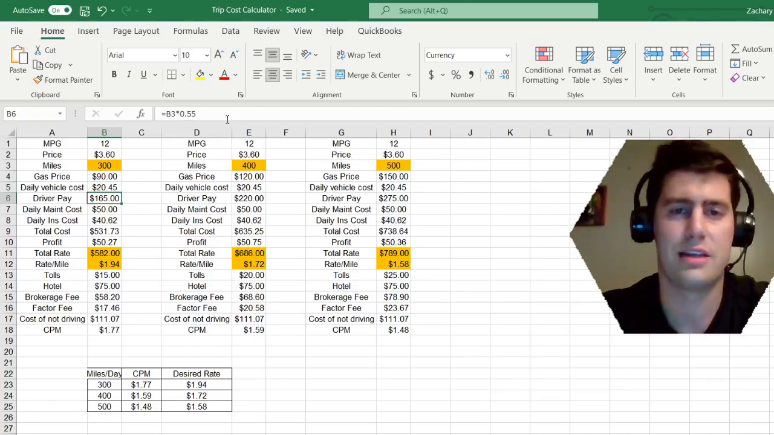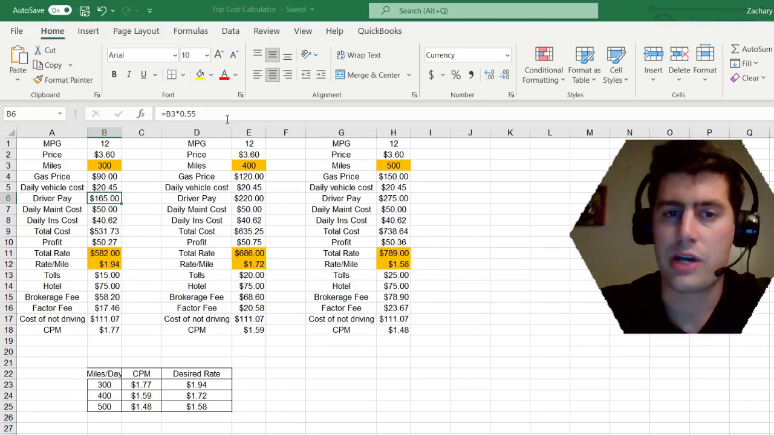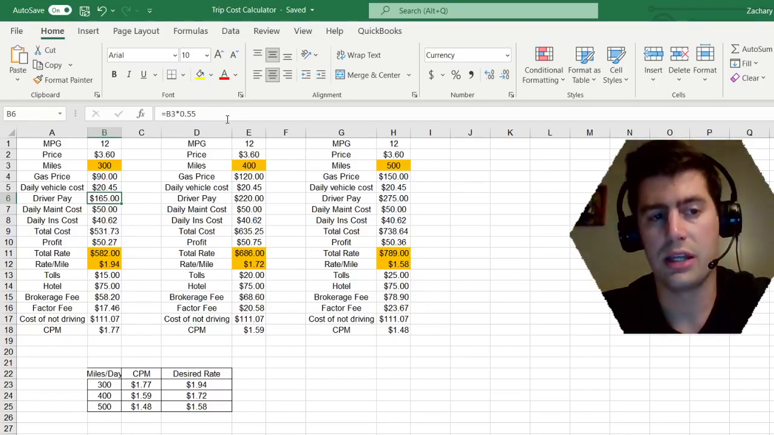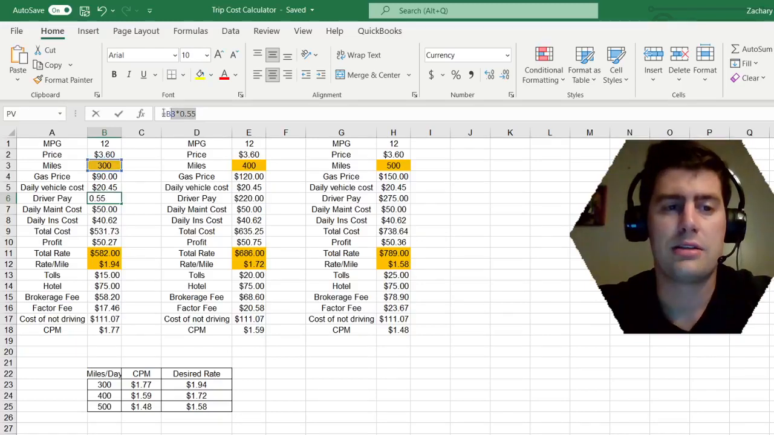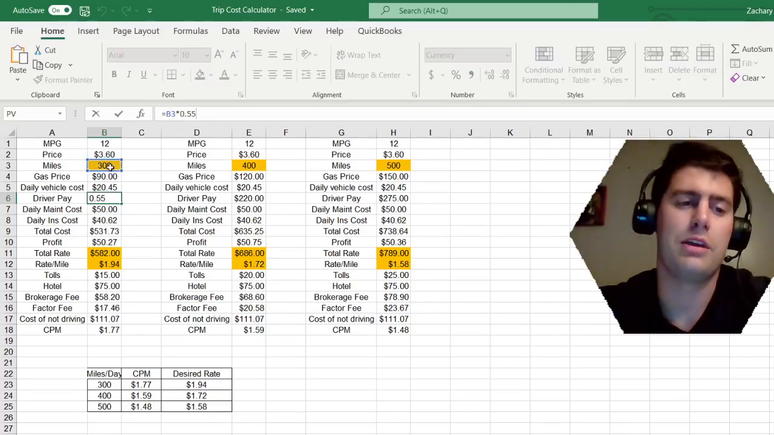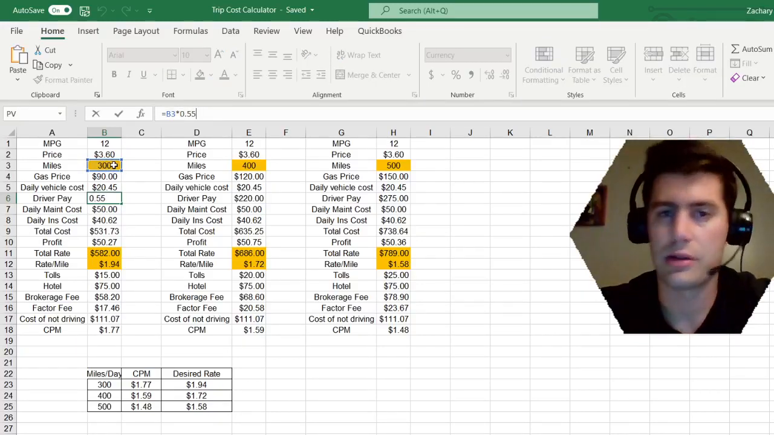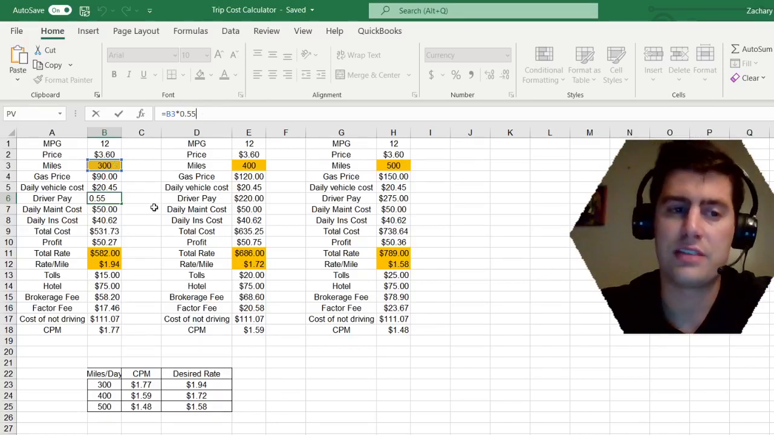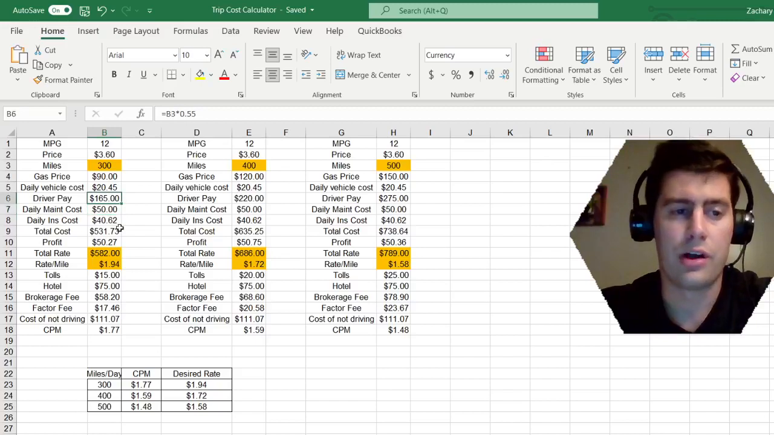Like I said, I don't drive the truck, but here's my driver pay. I pay my driver 55 cents a mile. So I have this cell equaling B3 times 0.55, and B3 right here is the miles. However many miles I'm driving that day, I multiply that by 55 cents, and I get $165 per day if I'm driving 300 miles that day. So that's how much my driver's making.